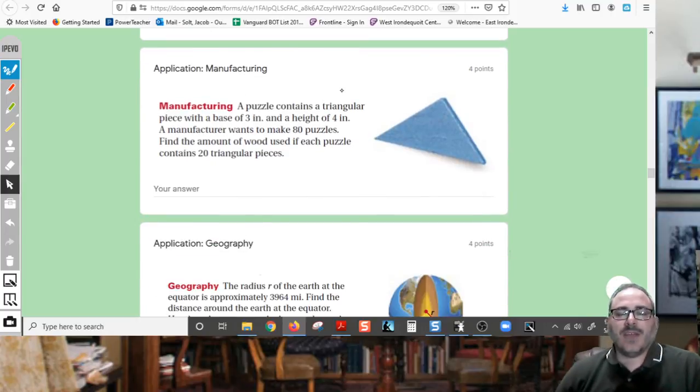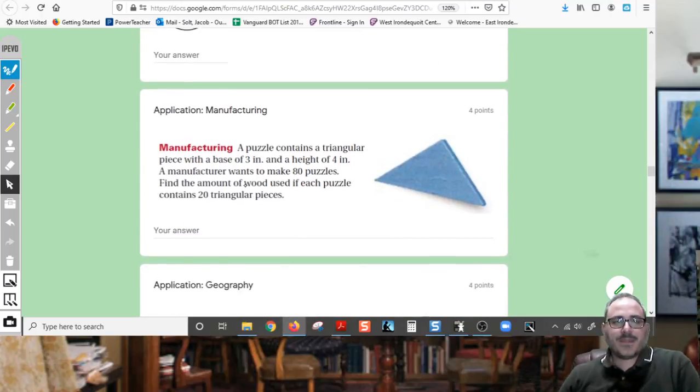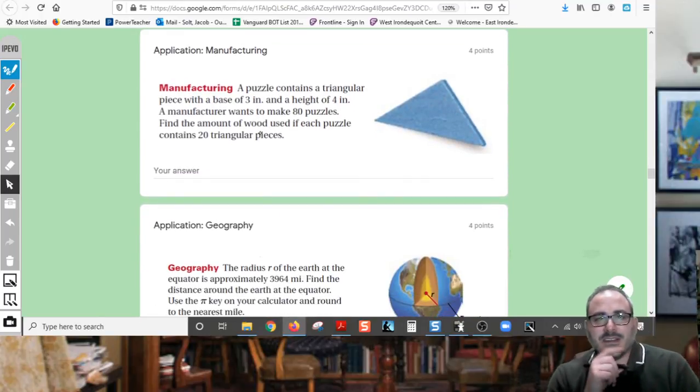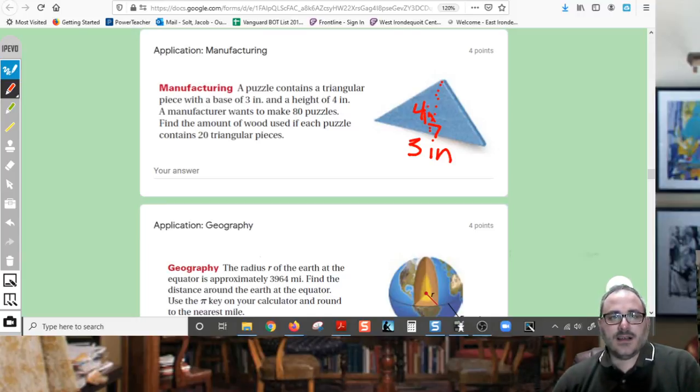Let's see. Manufacturing. So, you might want to pause the video and you might want to do these other two over here, okay? Let's see. This puzzle here contains a triangle piece with a base of 3 inches. So 3. I don't need to do a sketch. They gave me a sketch right there. And a height of 4 inch. Manufacturer wants to make 80 puzzles. Find the amount of wood used if each puzzle contains 20 triangular pieces.